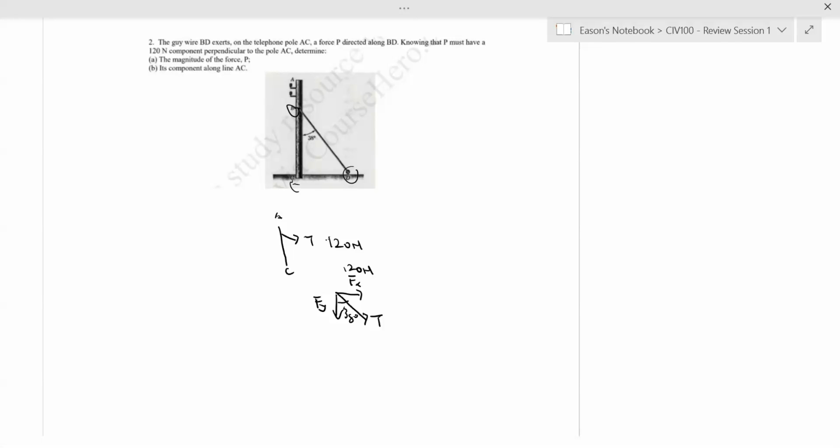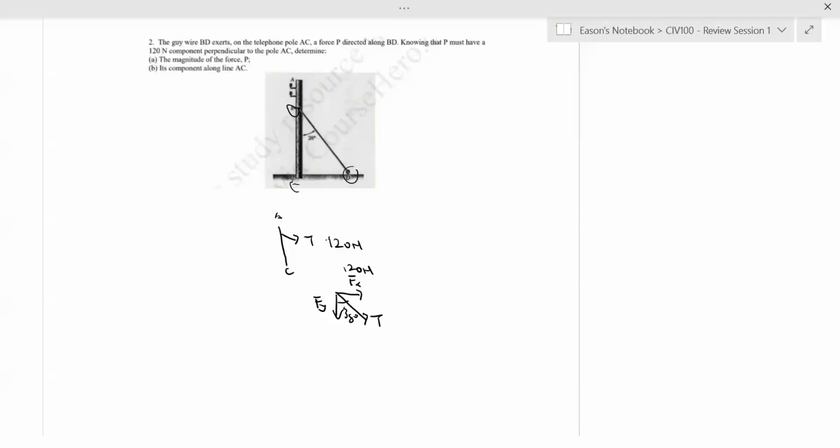Because this is a right angle triangle, and why do I know this is a right angle triangle? Because it says that P must have a component perpendicular to pole AC. So I automatically resolve my force into Fx, which is perpendicular to pole AC, and Fy, which is parallel to pole AC. Because they are perpendicular and parallel, the angle has to be 90 degrees, right? So in that case, I can definitely use my force resolutions.